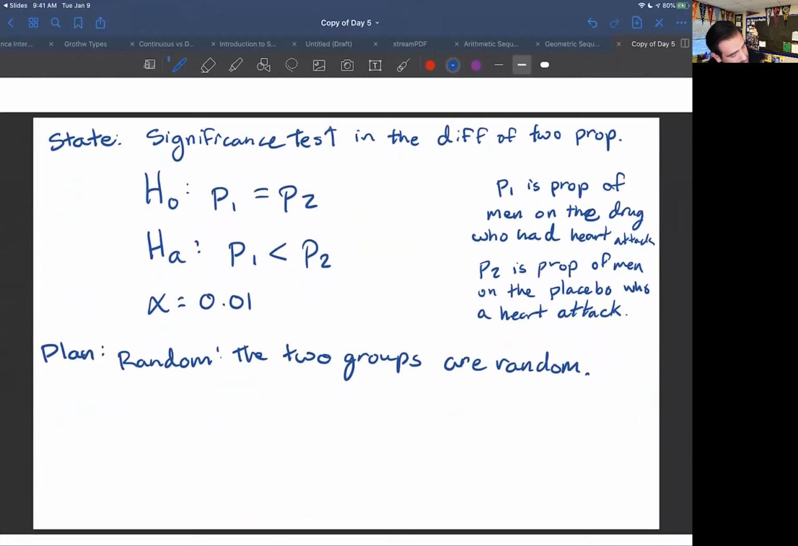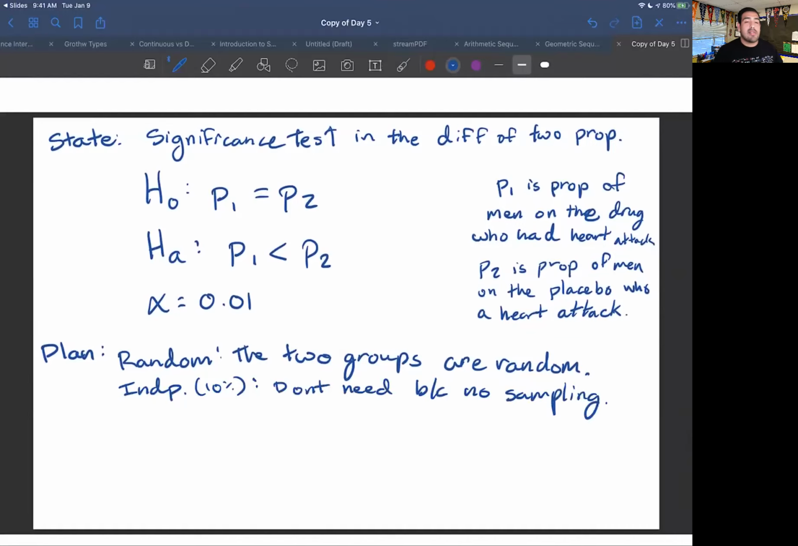Let's check the independence, right? That's also known as that 10%. Well, if we want to do the 10%, there was no sampling here, so technically we don't need to check the independence, right? Because there is no sampling here, we don't need to check this. Right, we checked every single person in each group. So we don't need that 10%. The independence only shows us independence in a random selection.